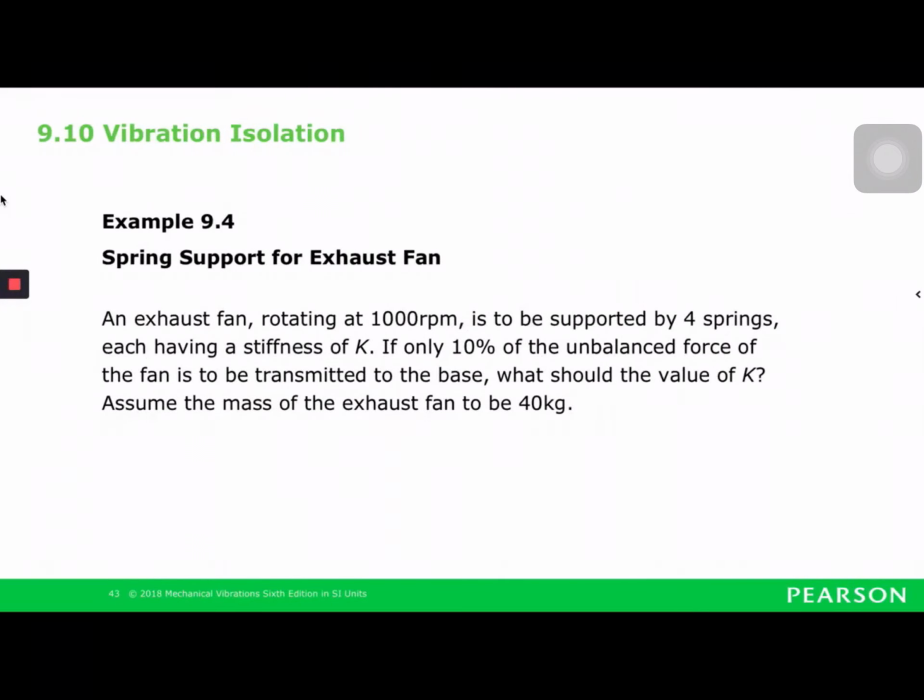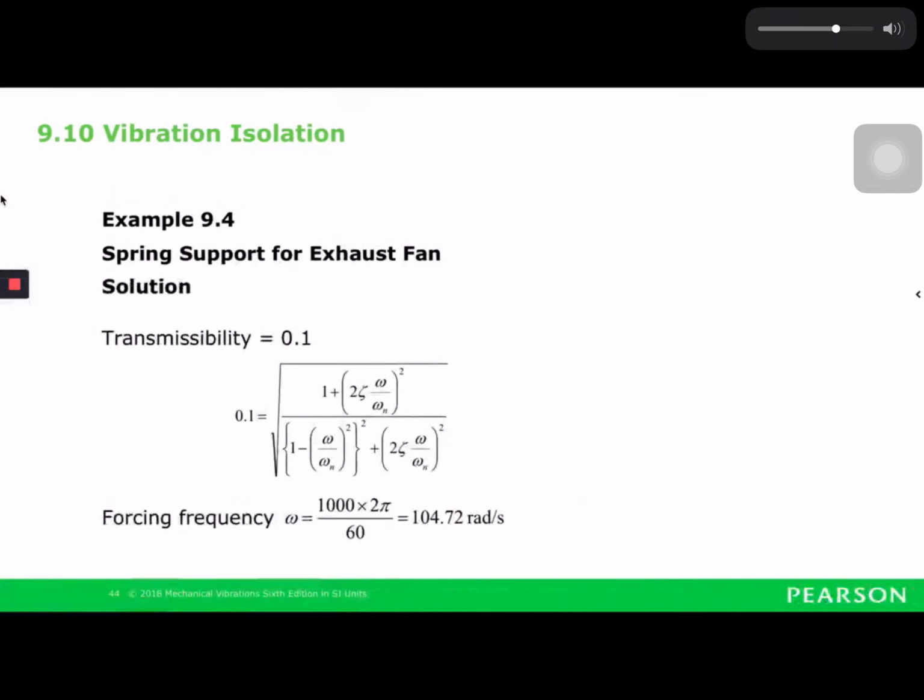We will just touch on one example here. We have an exhaust fan rotating at 1000 rpm, which you need to convert to radian per second. It is supported by 4 springs, each having a stiffness of K. If only 10% of the unbalanced force is transmitted to the base, you only want the transmissibility to be 0.1. So what should the value of K be? Assume the mass of the exhaust fan is 40 kilogram.